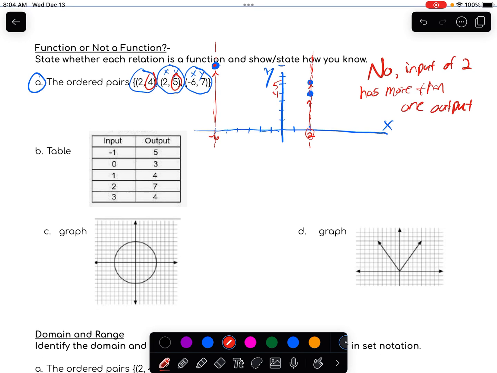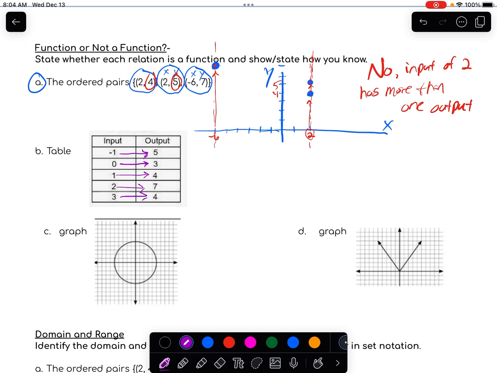All right, let's take a look at the table. So we could do something similar with the table. We could graph it out. But I'm just going to kind of use the idea, okay, so -1 is an input, it goes to 5. 0 has an output of 3. An input of 1 has an output of 4. An input of 2 has an output of 7. An input of 3 has an output of 4.